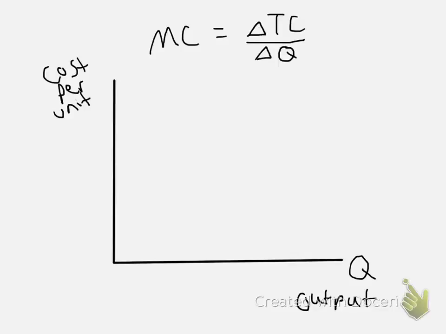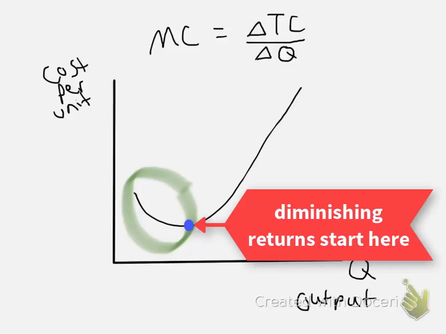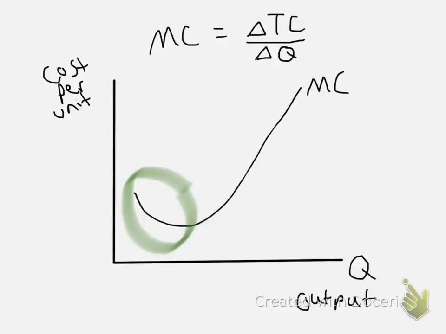And we're going to say that the marginal cost curve has a shape that looks something like this. Right now we don't have to have this area in here where it is downward sloping, but we know that at some point it's going to begin sloping upward due to diminishing returns. So I'm going to label this curve MC for marginal cost. And now let's move on to the next one.